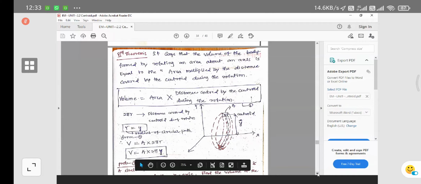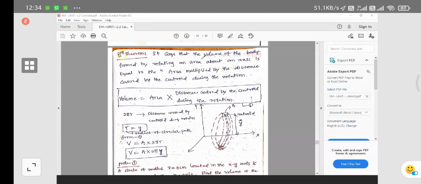So area into the distance covered by the centroid of that particular area element. Okay, the area of the particular element into the centroid distance of that particular area element is going to give the volume of generation. So simply see here, I am going to explain it. So see the theorem. The second theorem is called the volume of generation.